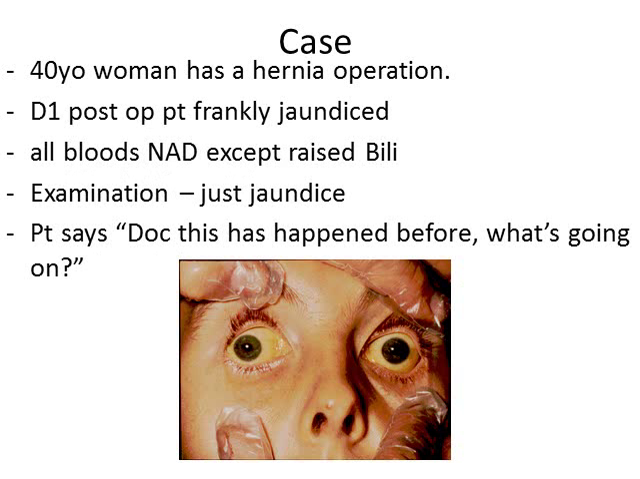Okay, so there's a case. A 40-year-old woman who's had a hernia operation. During post-op, she's frankly jaundiced. All bloods are completely normal except for a raised bilirubin. So she's just jaundiced on examination, and she's asking you what's wrong with her. Why is she jaundiced?